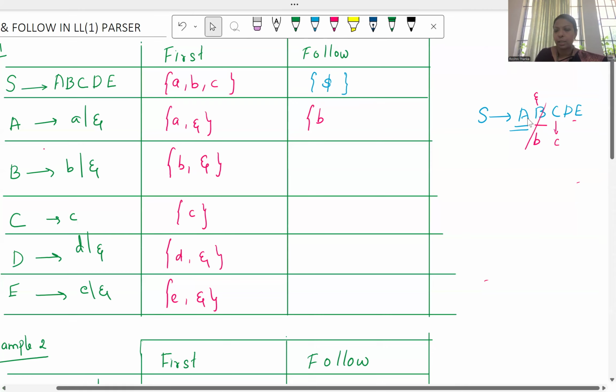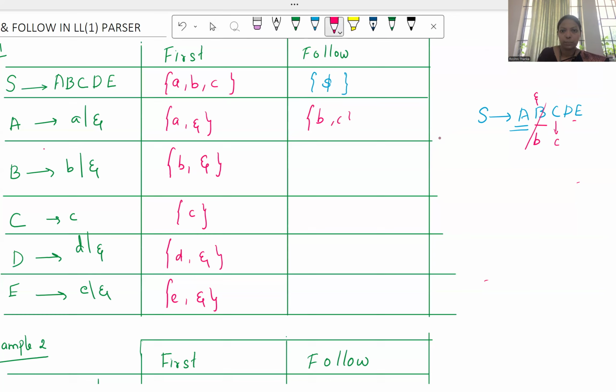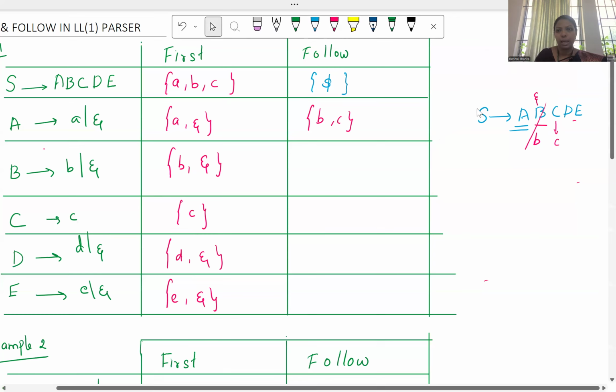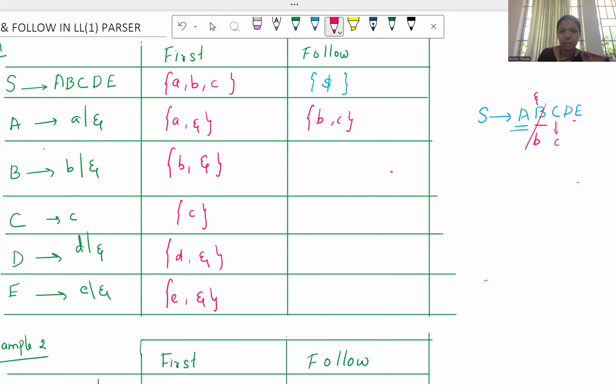So A can be followed by B. Since we have epsilon, this can become empty. In that case, who will be the follower of A? C. Followed by A, who will be coming? C. So first of C is C. Only C doesn't have epsilon. So either it can be B or C. So here you will get C. So the follow of A is either B, or if that becomes epsilon, then it can be C. Hope you got it. We'll see many examples. You will understand it a little more clearly.